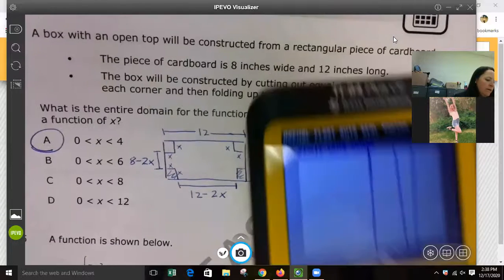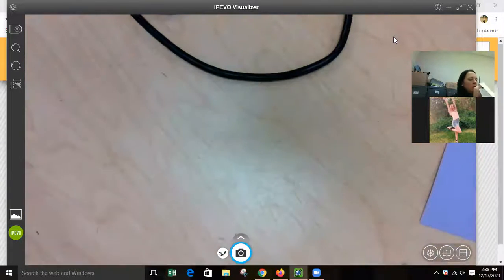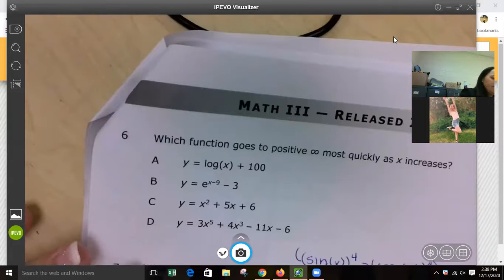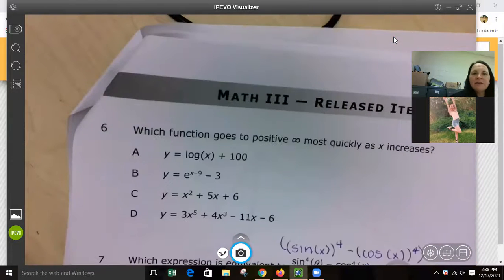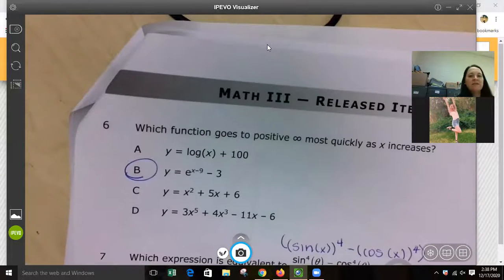All right, let's see what we got next. If we look at number 6, it asks which function goes to positive infinity most quickly as x increases. That's always going to be exponential because exponential grows way faster than anything else. Zoom in.